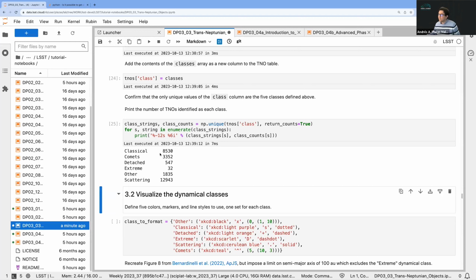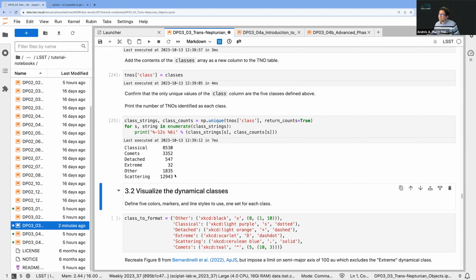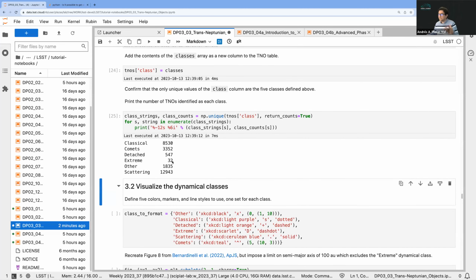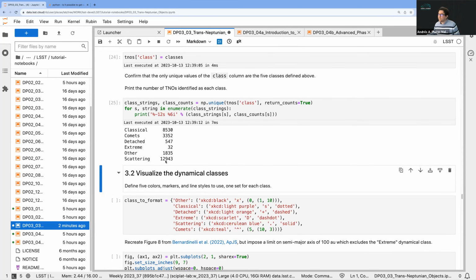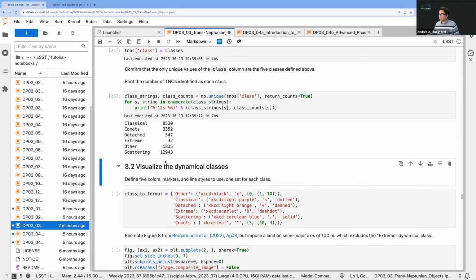So you find about 8,500 classical objects. You find comets, which again are not TNOs, but I still included them here. About 3,000 comets. You have then about 547 detached, while I think current data sets have about 150; the observed detached objects that we have is about 100 or so. Extreme objects is just a few, but still a significant improvement on what we have right now. And then about 13,000 scattering objects.